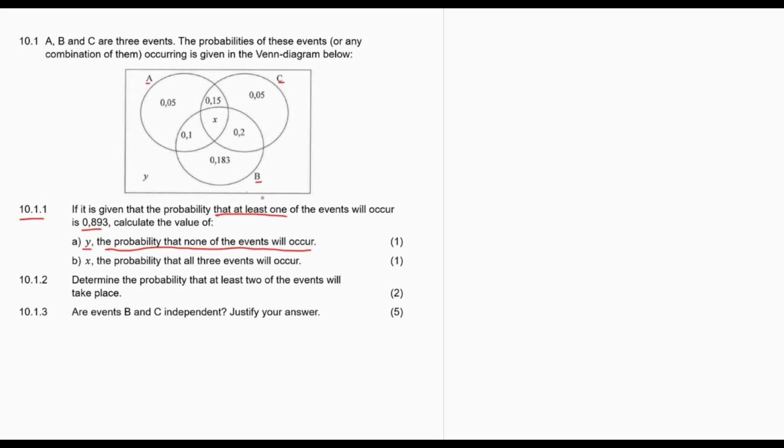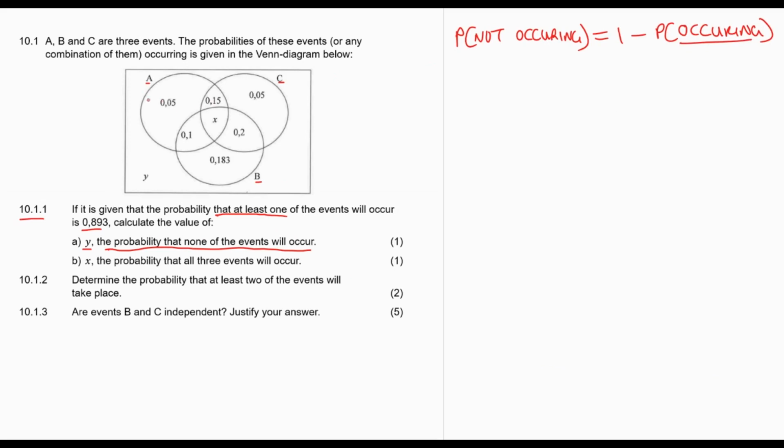So the probability of at least one event occurring, and the probability of none of the events occurring, are complementary events, meaning that the probability of not occurring is equal to 1 minus the probability of at least one occurring. But this means at least one occurring.